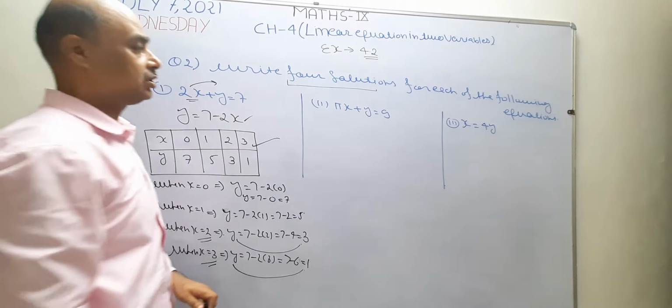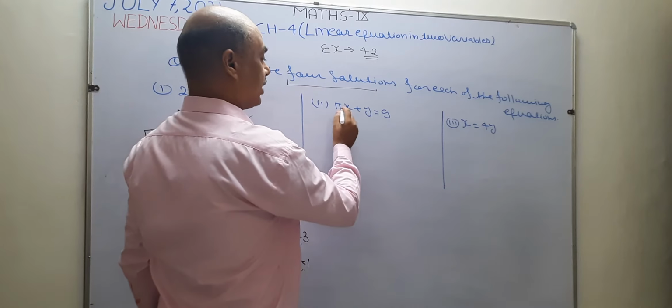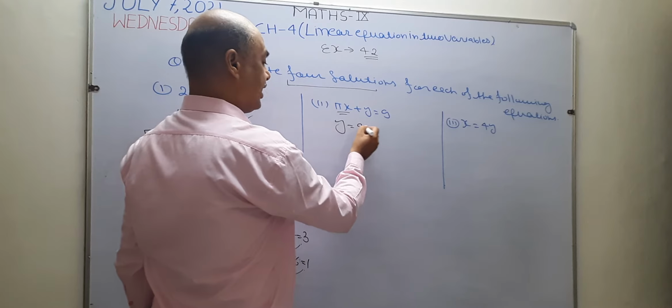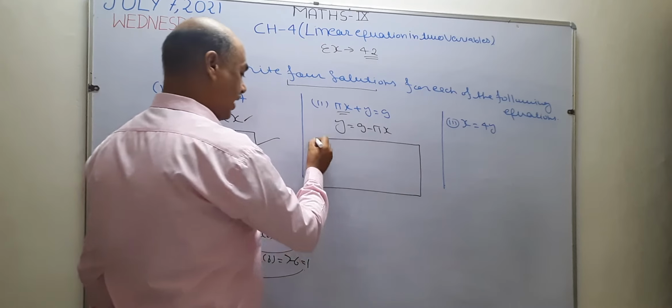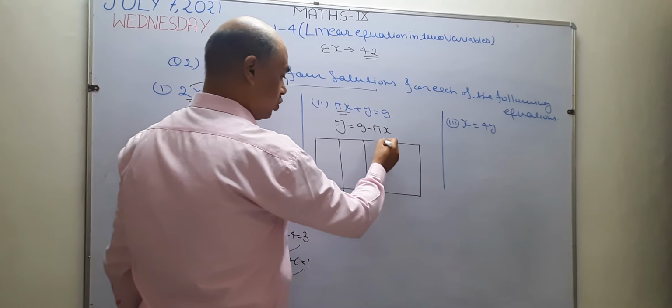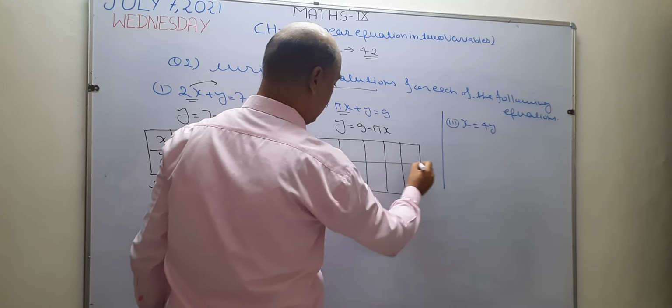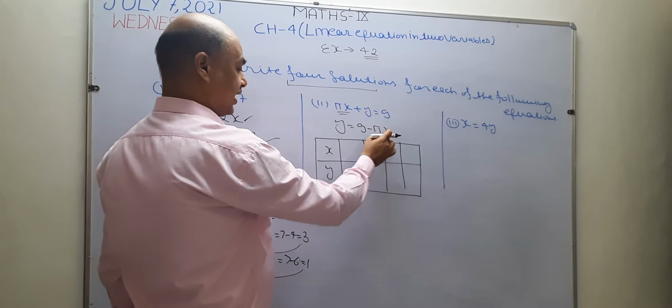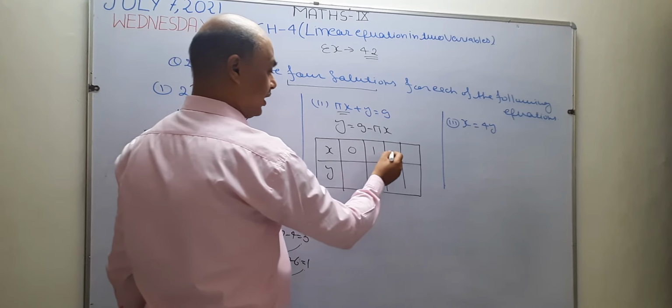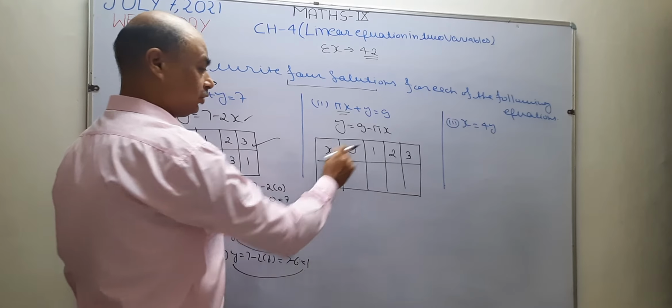Similarly, you can solve this. I take pi x from right to left. So this becomes 9 minus pi x. Now I want to substitute 4 values of x. For every corresponding value of x, there is another value of y. So I want to put the value of this x. I take 0, 1, 2 and 3. Same numbers I want to take here.